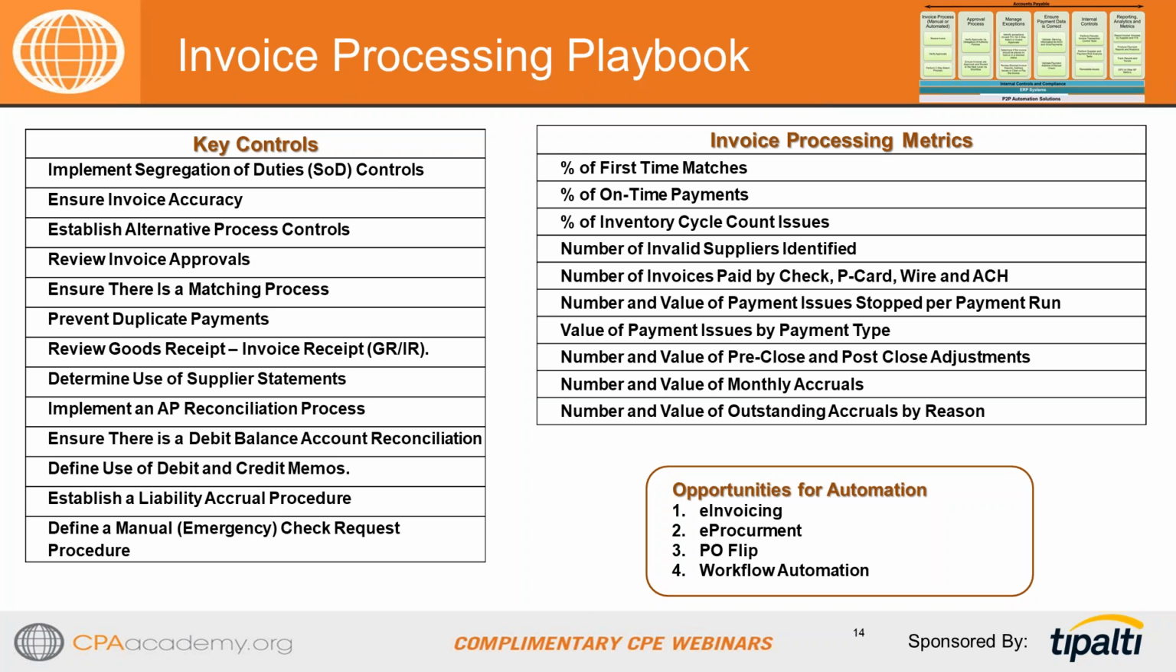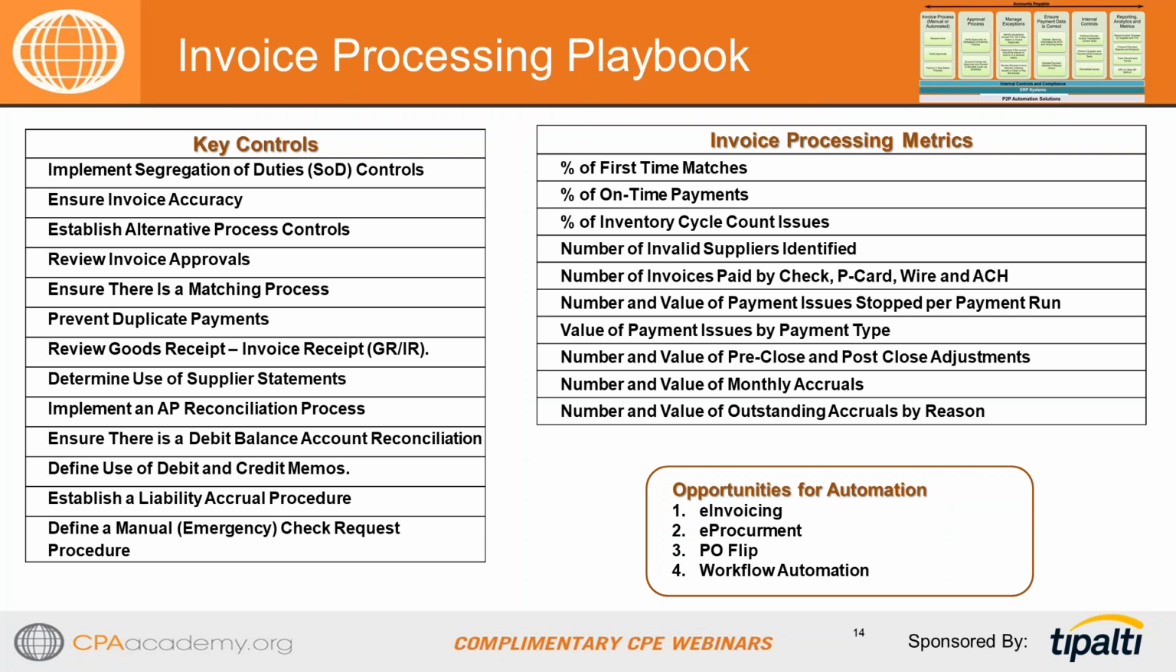The percentage of first-time matches, on-time payments as a percentage, and also if we think about how accounts payable drives inventory, we look at cycle count issues because we could be erroneously paying for quality and quantity errors, number of invalid suppliers identified, and number and value of outstanding accruals by reason is a good one as well.